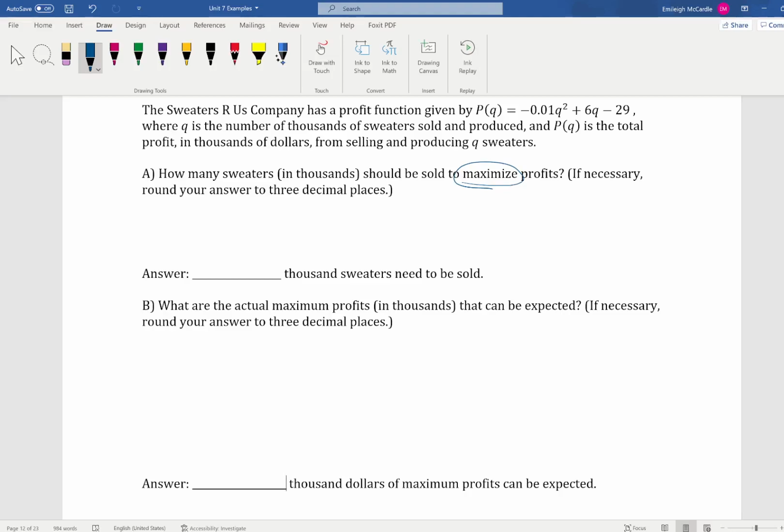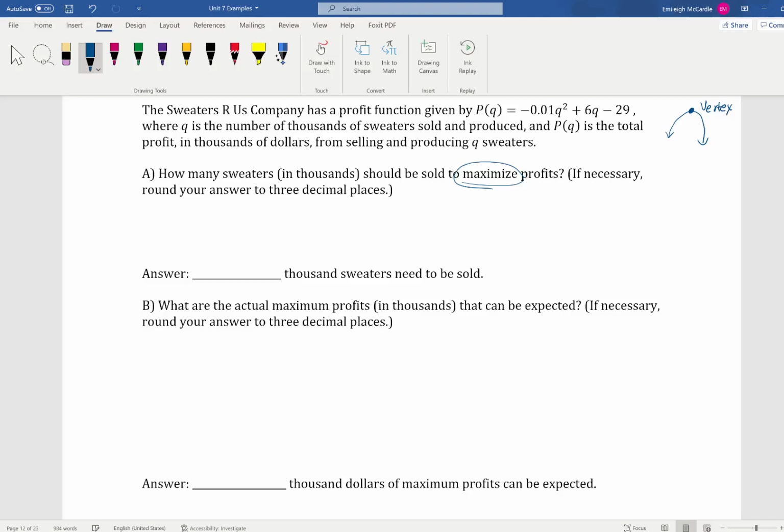Now, if we look at our profit function, this is actually a quadratic function. And because we have a negative as the leading coefficient, this is going to look like an upside down parabola. Okay, so something like this. I mean, this is just a general sketch. So because this is upside down and it's facing down, what I'm looking for is this maximum point. And this maximum point is really the vertex of this parabola.